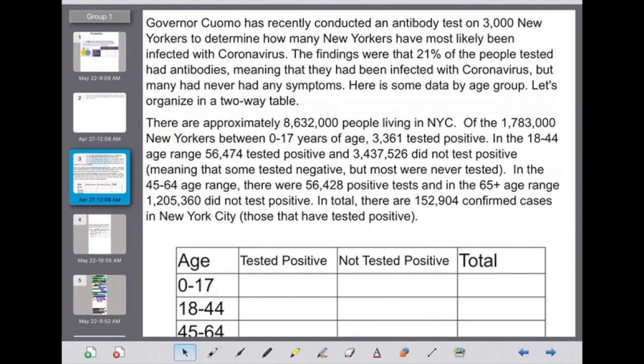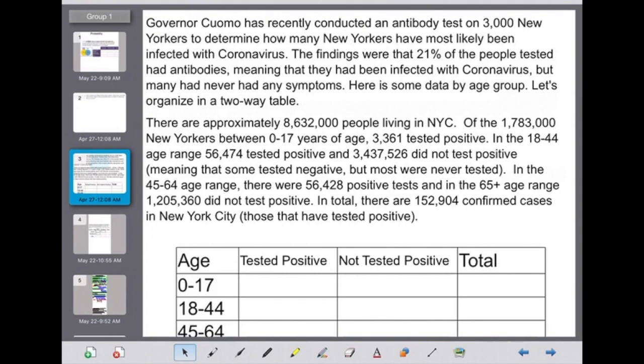So this just happened a few days ago. They found that 21% of the people tested had antibodies, meaning that they had been infected with coronavirus. But most of them never had any symptoms. So we're going to see how this data is quite different from the confirmed positive tests that we've had. Because what's happening is a lot of people who were sick weren't able to get tested, or a lot of people were but had coronavirus and never exhibited any symptoms.